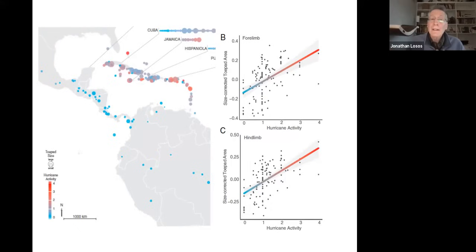So this may well indicate that hurricanes could be, I'm still not entirely convinced, but it does suggest, at least possibly, that hurricanes are a selective force driving the evolution of longer toe pads within and even between species.